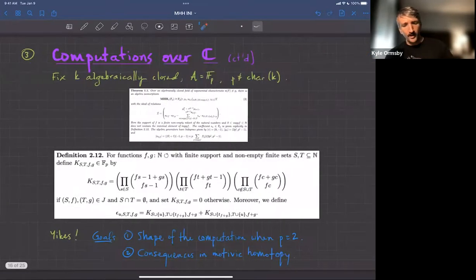Okay, so where are we headed from here? I've got 2 goals for the rest of the talk. I want to give you an idea of how this computation comes about when P is equal to 2. And then I want to get to some of those further directions, what this tells us about the motivic homotopy category and what questions it inspires us to ask. So let's get into the nitty-gritty here. Let's try to compute.